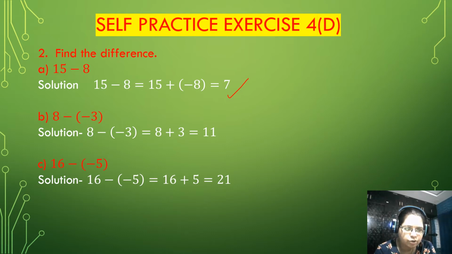B. 8 minus of minus 3. Minus of minus we can write plus. 8 minus of minus 3 is 8 plus 3. And we add 3 to the integer 8. 8 plus 3 equal to 11.